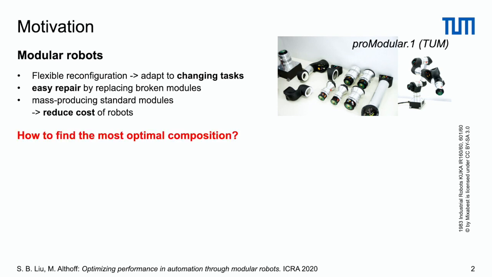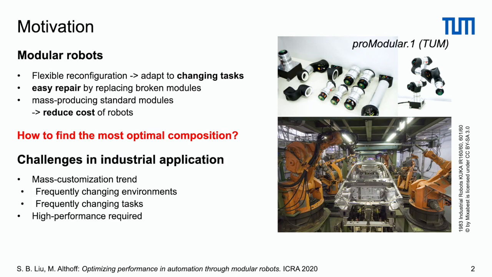In this paper, we are going to address the question of how to find the most optimal set of modules suited to a given task. We hereby focus on industrial applications, where the mass customization trend is a big driver for flexible automation solutions. By flexible, we mean that the environment is frequently changing, as well as the task for the robot. Additionally, industrial applications require high-performing robots.